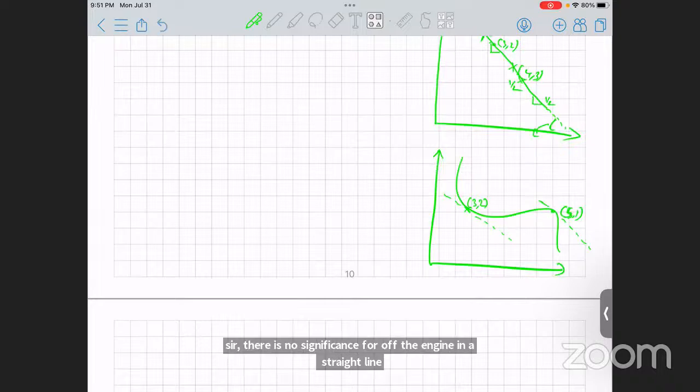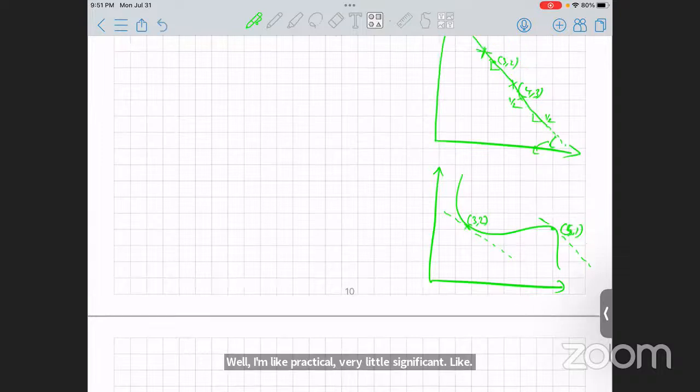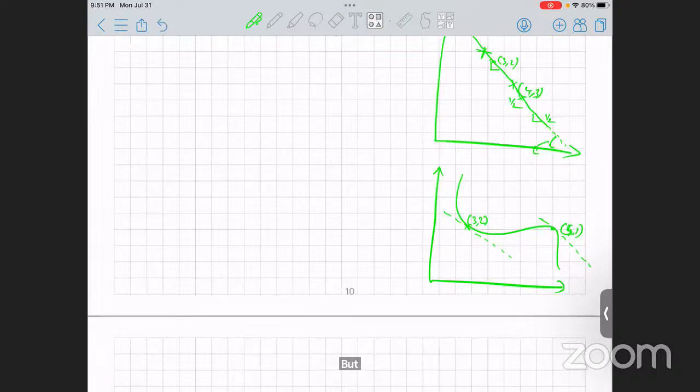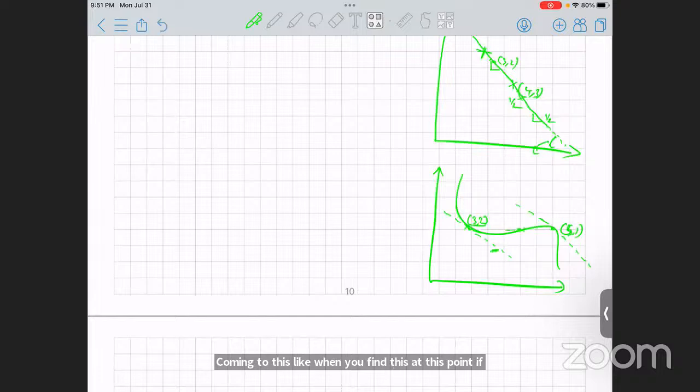No, I mean practically it has very little significance compared to this, because with the slope of the line you can find the direction. But listen carefully. Here the direction, look at 3,2, is decreasing. Coming to this point, if you draw a tangent, something like this, it is in the increasing direction. Look, you can find the direction.